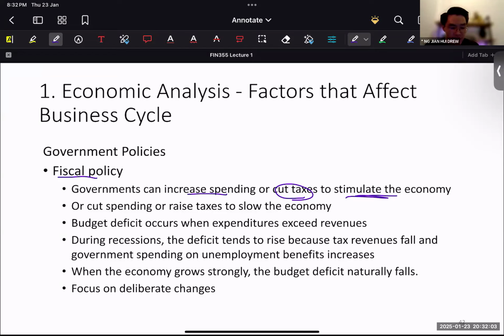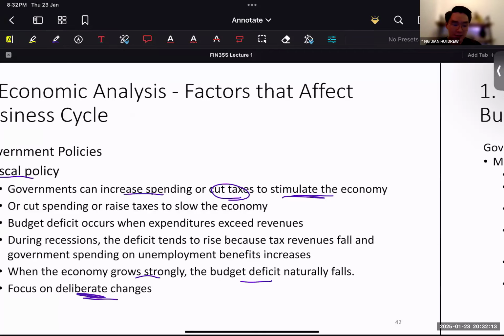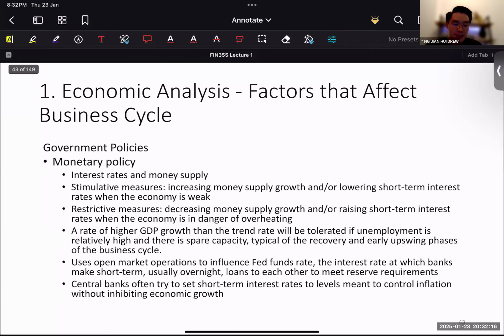Okay, just some further comments: when economy is growing strongly, deficit naturally falls, and the focus is on deliberately changing the situation, for example, giving GST vouchers. So for monetary policy, that relates more to what the central bank can do. And this includes interest rate and money supply. So whether they are increasing the money supply or they reduce the rate whenever there is a weak economy, right? And then if they want to restrict the economy, they decrease the money supply and they raise the short-term rates.